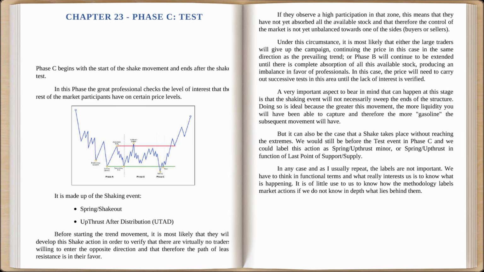A very important aspect to bear in mind that can happen at this stage is that the shaking event will not necessarily sweep the ends of the structure. Doing so is ideal because the greater this movement, the more liquidity you will have been able to capture, and therefore the more gasoline the subsequent movement will have. But it can also be the case that a shake takes place without reaching the extremes. We would still be before the test event in Phase C, and we could label this action as spring, upthrust minor, or spring upthrust, in function of last point of support, supply.